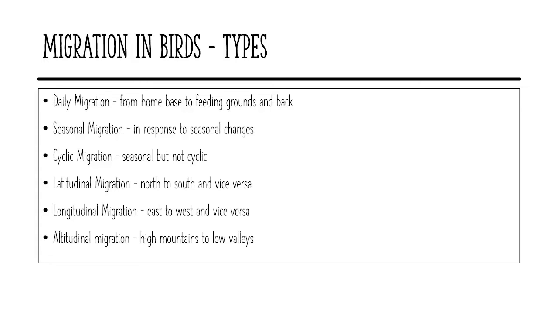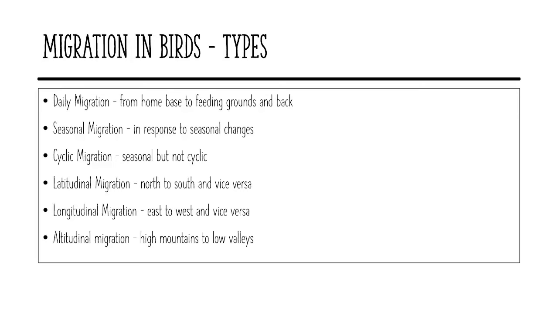Longitudinal means the migration in the east-west and west-to-east directions. Examples such as the Patagonian, and that occurs during September and October for breeding. Next is altitudinal migration. This is vertical migration from high altitudes or high mountains to low valleys in the winter, which is common among the mountain-dwelling birds in India and other countries.